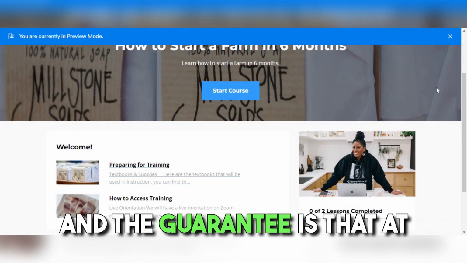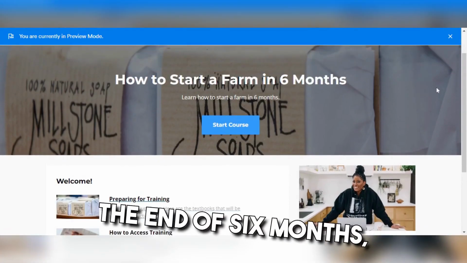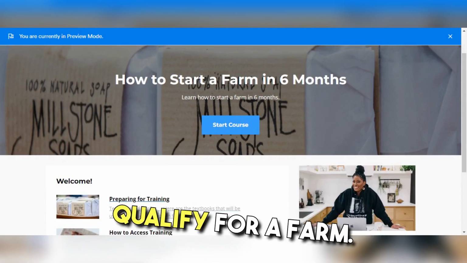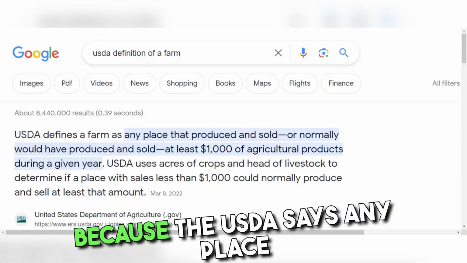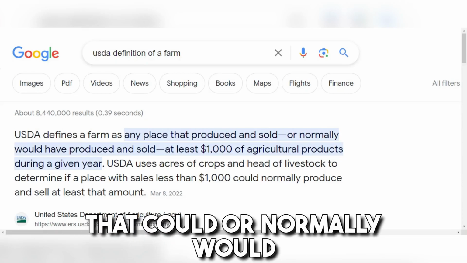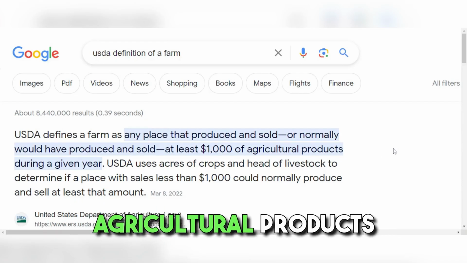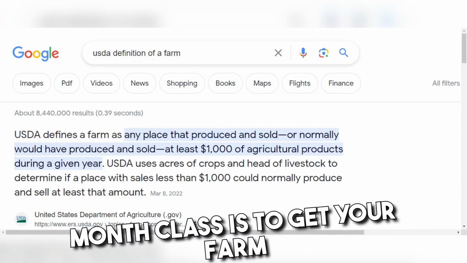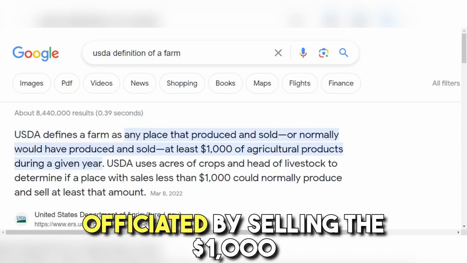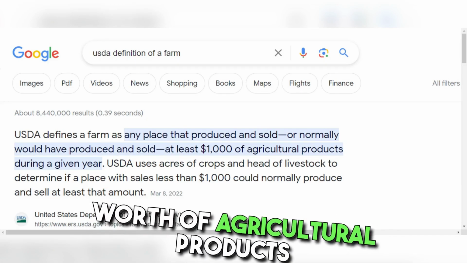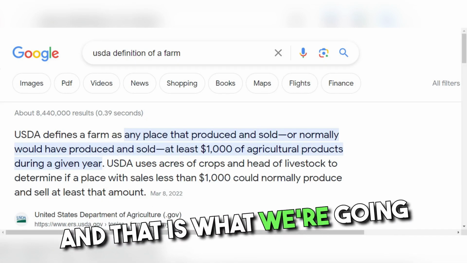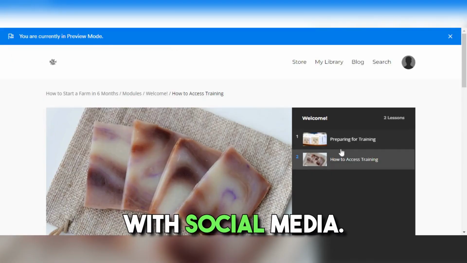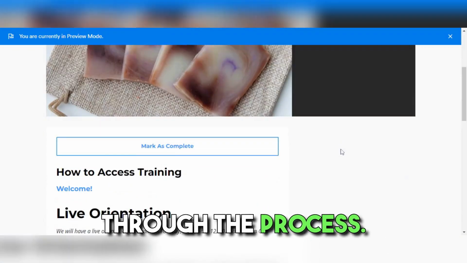But the goal, and the guarantee, is that at the end of 6 months, you will have sold $1,000 worth of soap in order to qualify as a farm, because the USDA says any place that could or normally would produce $1,000 worth of agricultural products in a year is a farm. So the whole goal of this 6-month class is to get your farm officiated by selling $1,000 worth of agricultural products in a given year. And that is what we're going to be using our soap to do. And we're going to start with social media. I'm going to help you all along through the process.